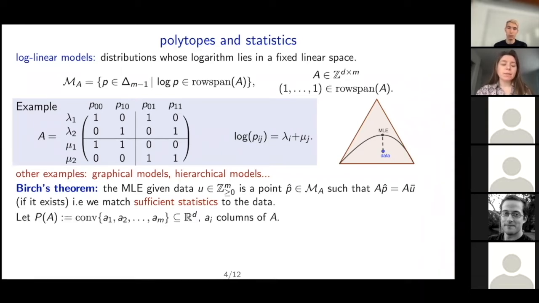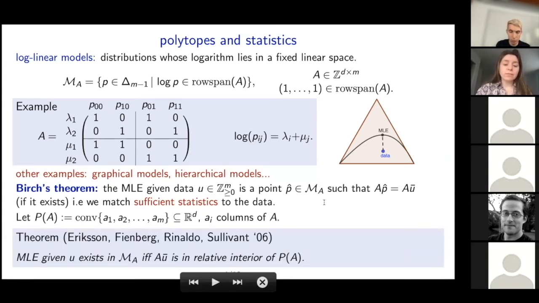All right, so let's define the polytope P of A to be the convex hull of the columns of our matrix A. I'll let a_i be the columns of A. This is the same polytope that we were considering before for the independence model. We have these 4 columns. Then a theorem of Eriksson, Feinberg, Rinaldo, and Sullivan from 2006 says that the MLE given some data U exists in the model M_A if and only if this vector of sufficient statistics is in the relative interior of this polytope.